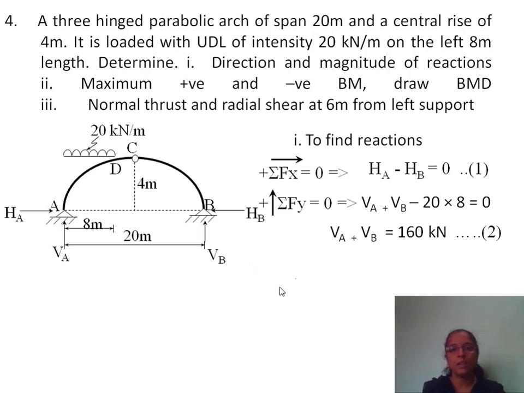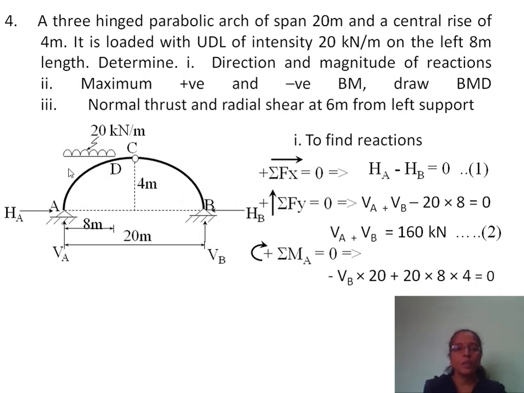Next, let us apply the third equilibrium condition, that is sigma MA equals 0. So take moment of all the forces about A and equate it to 0. Which gives an equation of minus VB, this is anti-clockwise, therefore minus VB into 20, and then 20 into 8 into 4. So it is acting clockwise, therefore positive, 20 into 8 into 4. From which we can obtain VB as 32 kilonewton. Therefore substituting back into equation 2, we can obtain VA value as 128 kilonewton.